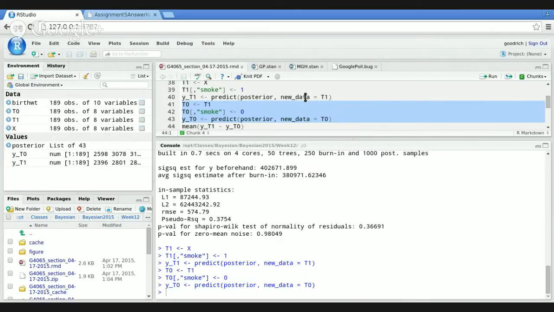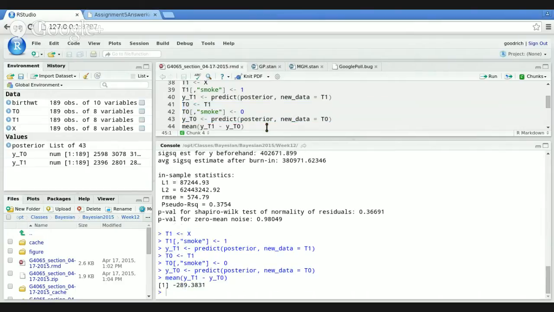We could actually go in and look at the estimates of the individual causal effects, but in this case, those don't seem too interesting. So we'll just look at the average of the difference in the estimated causal effects, and that gives us a treatment effect of essentially negative 289 grams less does the baby weigh for smoker versus not smoker.